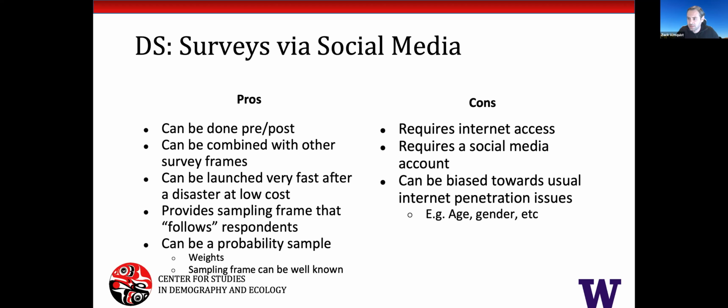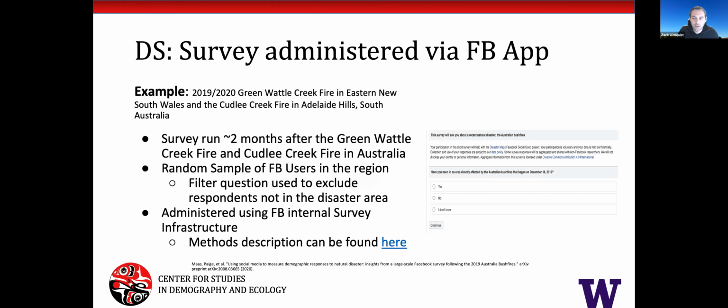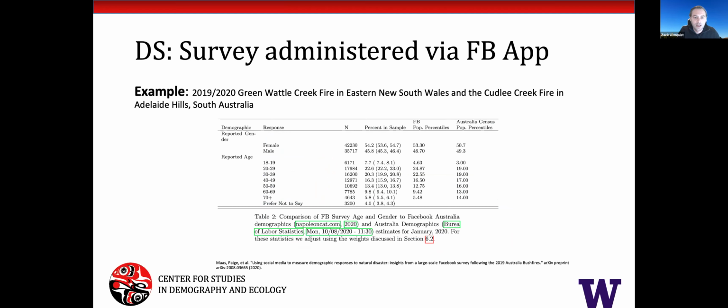We're still going to have the issue that it's an internet-based population. So to give an example of bushfires in Australia that I've done some work on myself, with a team at Facebook, we administered a post-disaster survey about 2 months after, generating a random sample of Facebook users who were in the disaster zone. We asked a whole huge battery of questions.